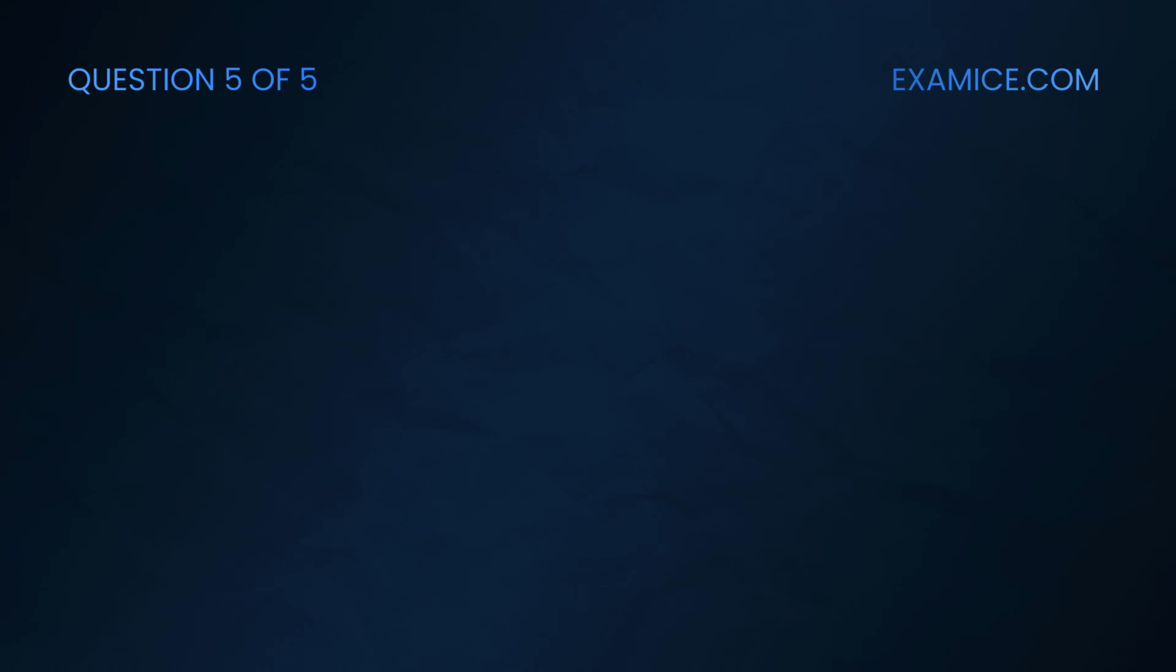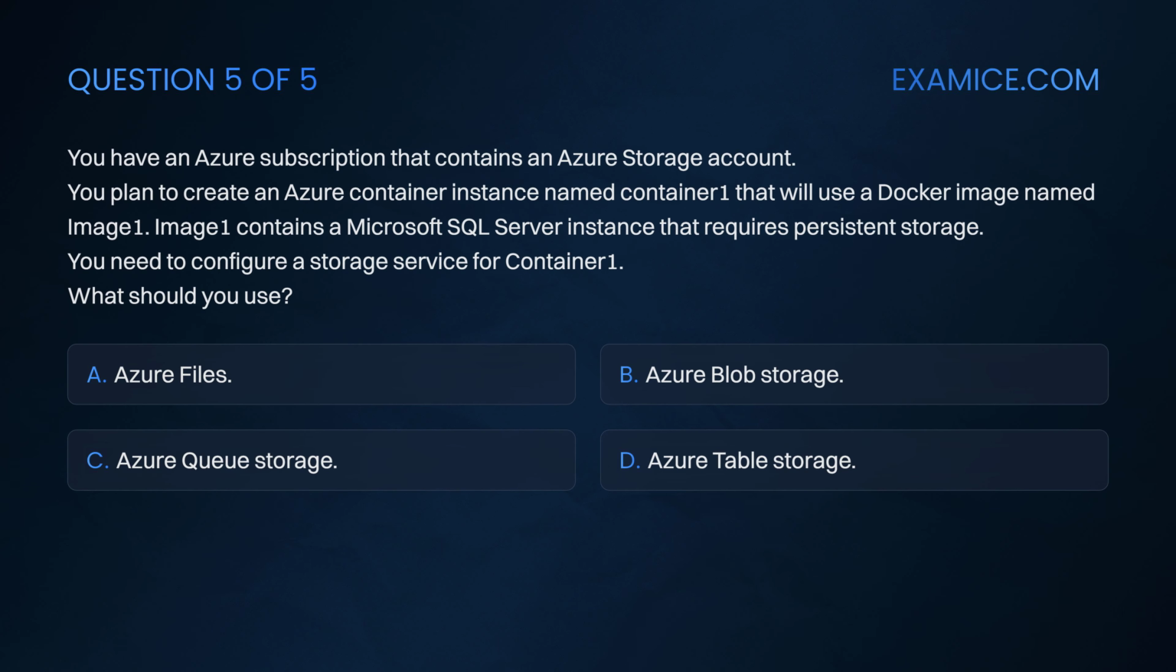Question 5. You have an Azure subscription that contains an Azure storage account. You plan to create an Azure container instance named Container1 that will use a Docker image named Image1. Image1 contains a Microsoft SQL Server instance that requires persistent storage. You need to configure a storage service for Container1. What should you use? Option A, Azure Files. Option B, Azure Blob Storage. Option C, Azure Queue Storage. Option D, Azure Table Storage.